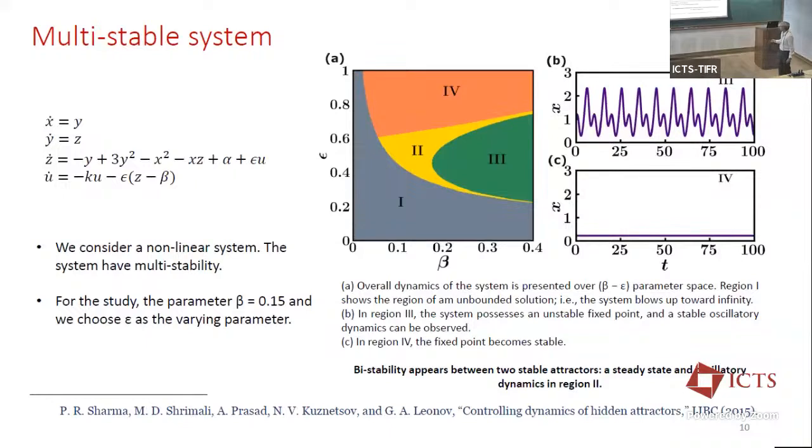So I have plotted here the parameter space epsilon and beta, which are the two parameters of the system. Region 1 is the unbound state of the system, regions 3 and 4 are the fixed point and the oscillatory state regions, and region 2 gives you the coexistence of steady state and oscillatory solutions together. So now the idea is: if we train the machine at a given parameter for a given attractor, say the oscillatory or fixed point attractor, can we also predict the other attractor which was not trained?